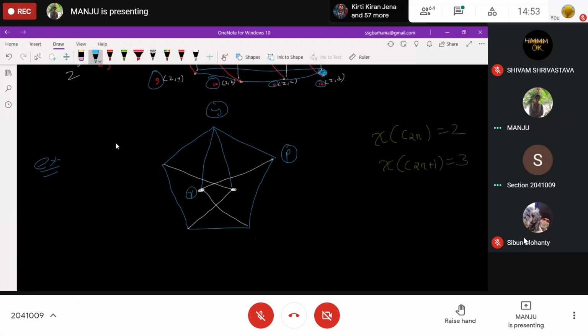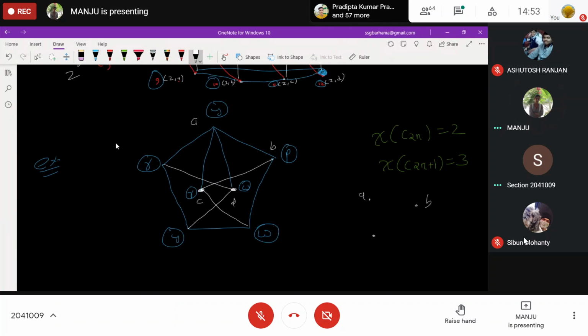Red, Y, and W. Right, so we have colored it. Now tell me, are the end vertices of every edge of distinct color or not? Yes or no? A, B, C, D. One second, I'm just checking a condition here.